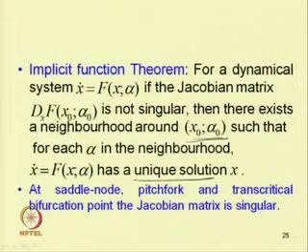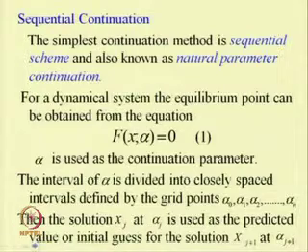At the saddle-node, pitchfork and transcritical points, the Jacobian matrix is singular. So we have to use a different method for the continuation of the branching at those points. One can use this implicit function theorem for continuing the solution along a branch of the system. In this case we have the sequential continuation. The simplest continuation method is the sequential scheme, also known as natural parameter continuation.